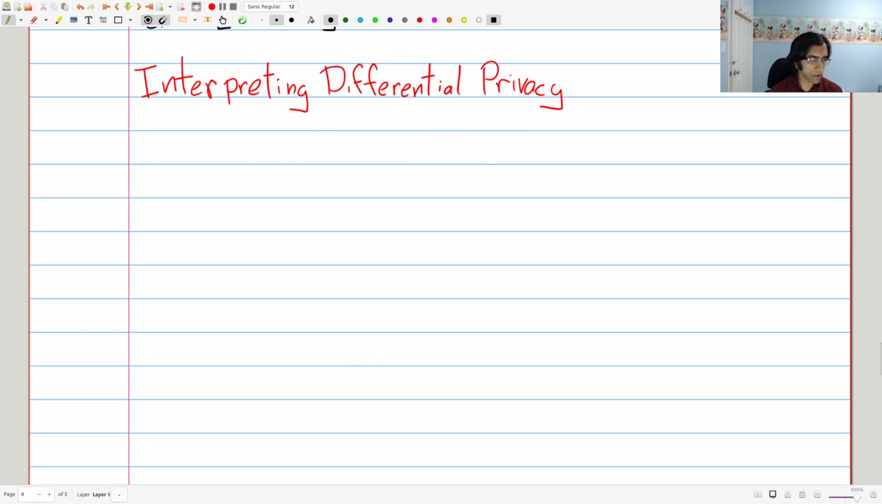Okay, so that was technical for a while. Let's take a step back and talk a little bit more and say, what does differential privacy mean? How do we interpret the meaning of differential privacy? What does it tell you and what does it not tell you? What does it guarantee and what does it not guarantee?